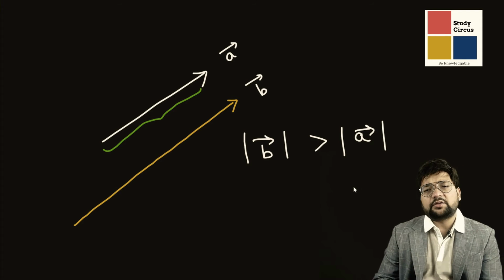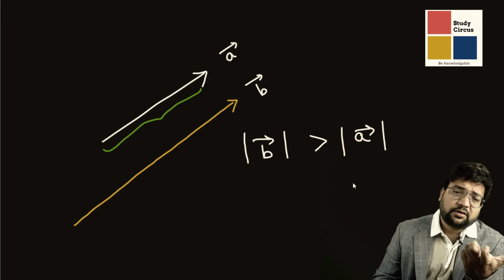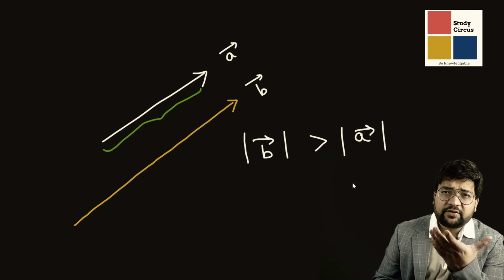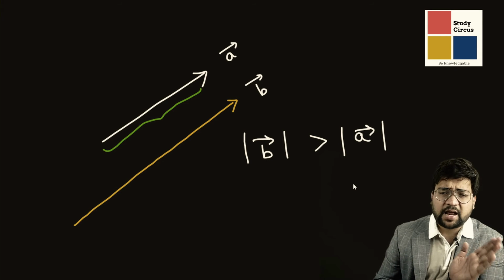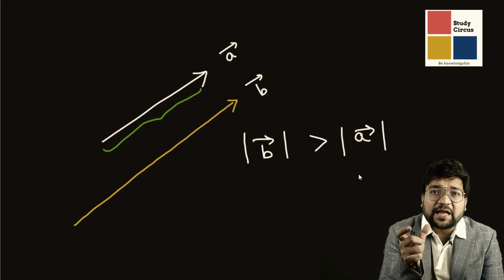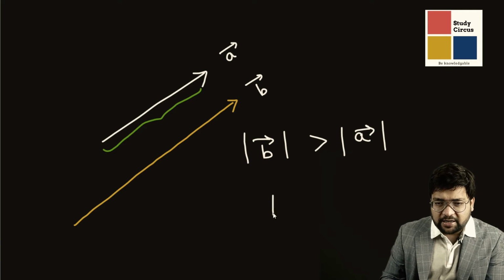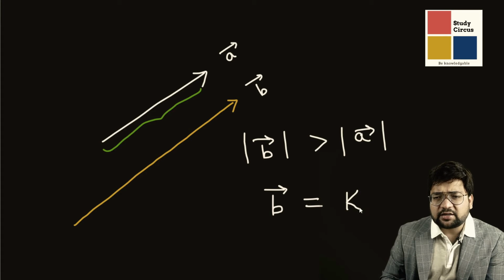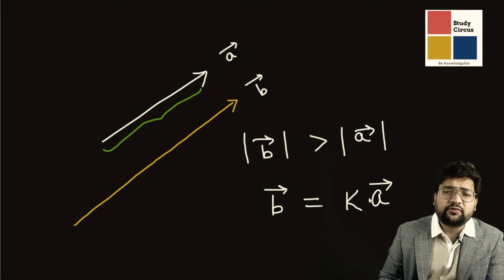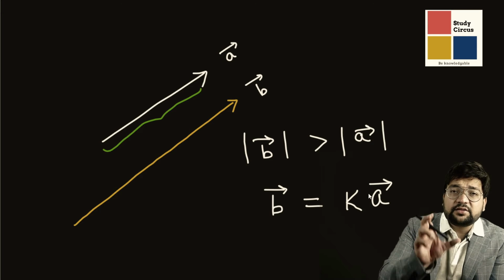Now they are pointing in the same direction, right? Vector a and vector b have the same direction. So vector b is some scalar multiple of vector a, because the direction is the same. I can write that vector b is some k times vector a, where k is a scalar, some number. k can be 2, 3, whatever, depending upon how many times the tail of vector a fits into the tail of vector b.